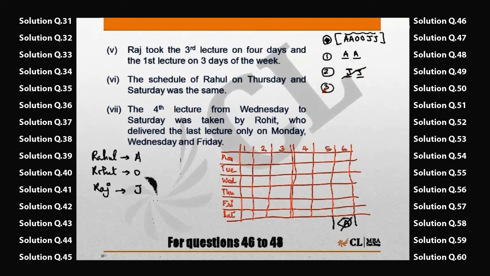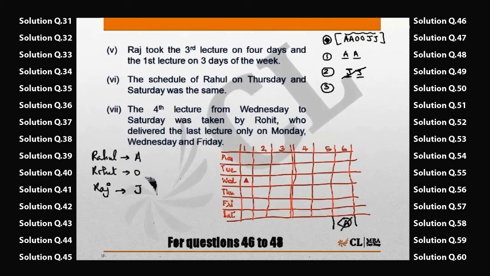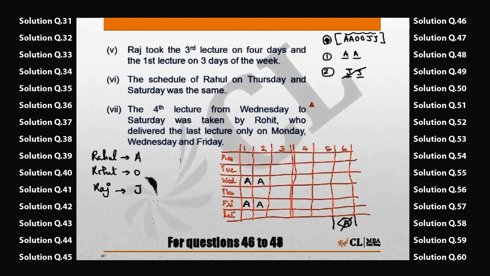The third condition: Rahul took first and second lectures on Wednesday and Friday. So we can put it here, Wednesday and Friday. The lecture schedule of none of the faculty members was identical for 3 or more days of the week. So this probably would be the most crucial data. We'll keep this in mind. Let's look at condition number 5.